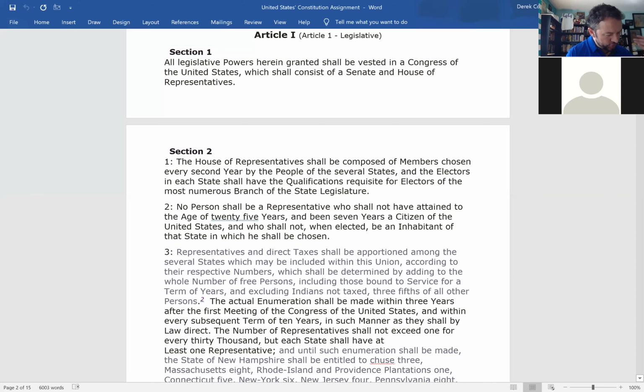Borrow money, regulate trade, make laws on bankruptcies, naturalization, coin money, print money, issue standards of weights and measures, punish counterfeiting and piracy, the post office, any courts inferior to the Supreme Court, declare war, raise an army, put down insurrections or repel invasions, right? And then look at the bottom: to make all laws which shall be necessary and proper.